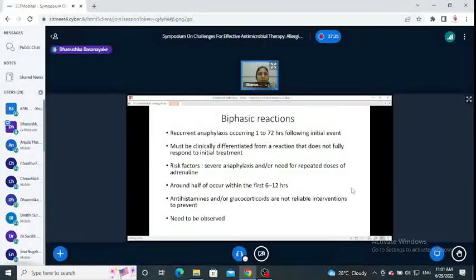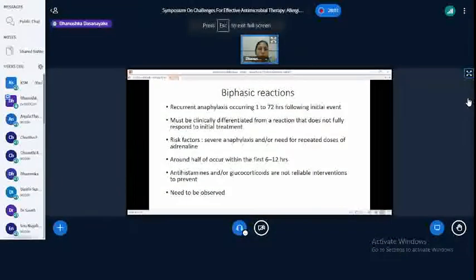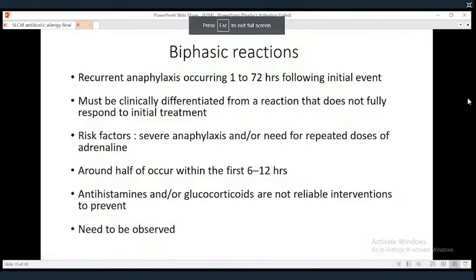The other one is biphasic anaphylaxis. When you treat anaphylaxis, the symptoms will go down and the patient will be perfectly all right, but there can be recurrence of anaphylaxis that occurs 1 to 72 hours following the initial event. This should be clinically differentiated from a reaction that does not fully respond to initial treatment. So to diagnose this, the initial episode should have been treated. Risk factors for this biphasic sort of reaction are severe anaphylaxis and or need for repeated doses of adrenaline. Half of these reactions occur within the first 6 to 12 hours. That is why we say sometimes when patients come with severe anaphylaxis that you should observe them for a longer period.